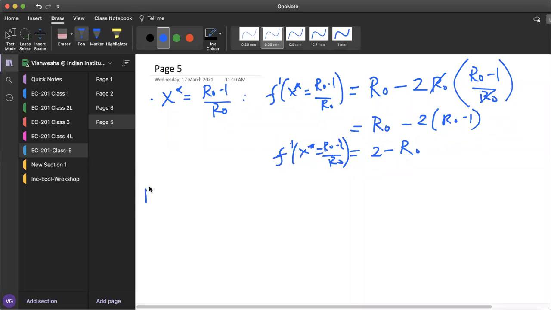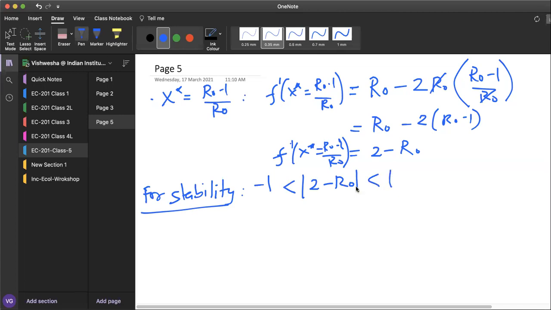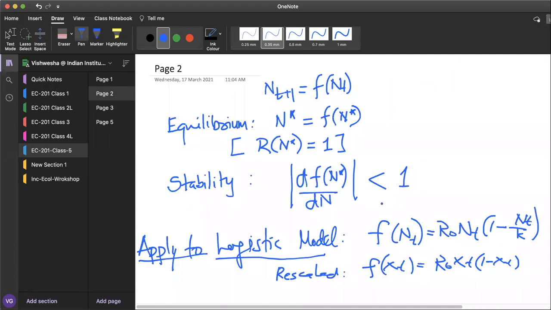For stability, what do we need? We need 2 minus R0, which is the value of f prime at the equilibrium, to be between minus 1 and plus 1. Sorry, I don't think I need to put the modulus when I have already done this. I hope all of you understood why I wrote this. So the stability criteria was that this modulus must be less than 1. That is same as saying the quantity is between minus 1 and plus 1.